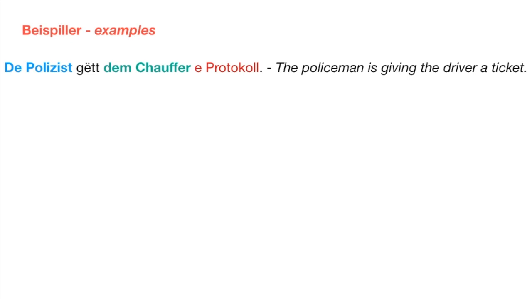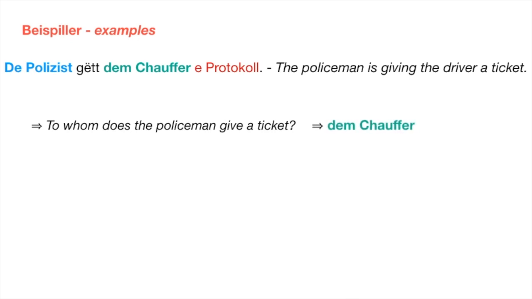And so now to find out what the indirect object is, you have to ask the question, to whom does the policeman give a ticket? So, wem gibt der Polizist ein Protokoll? Dem Chauffeur. And you can see that the definite masculine article der changes to dem in the dative case. Let's have another example.